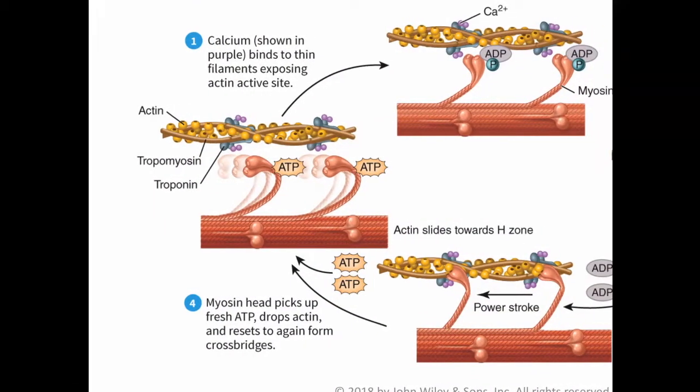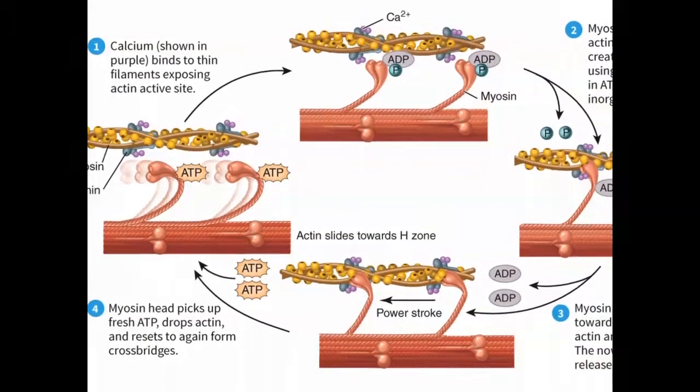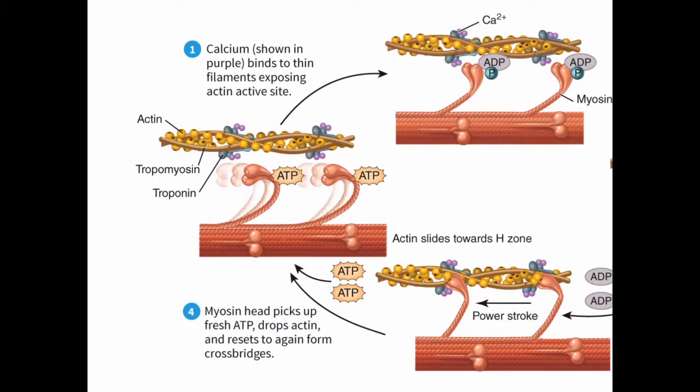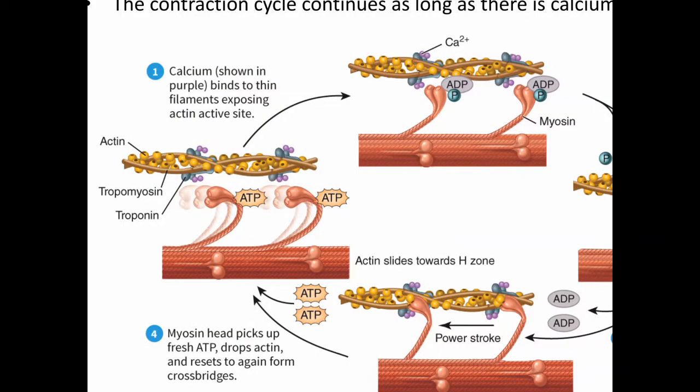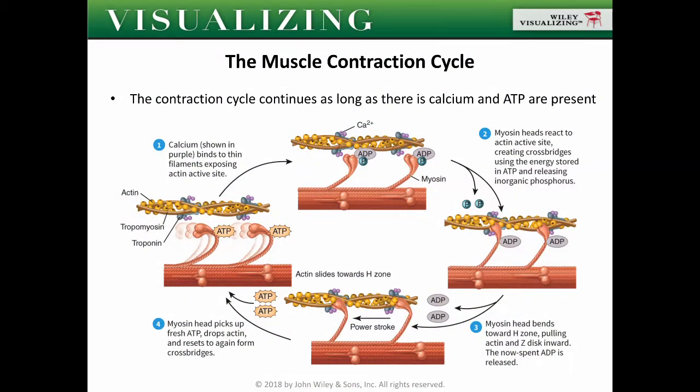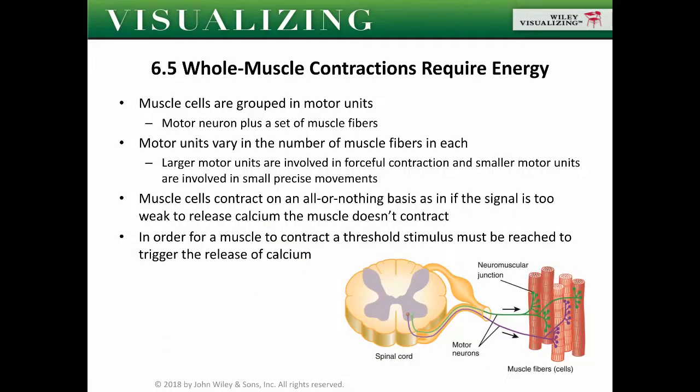After the power stroke, the myosin head picks up fresh ATP, drops the actin, and resets again to form this cross bridge. So basically, it's moving like so. It's like paddling. If you know how to row a boat, it's like the myosin heads are paddling, or like feet, as many feet pushing or moving the actin along the length of your thick filament. So basically, that's the contraction.